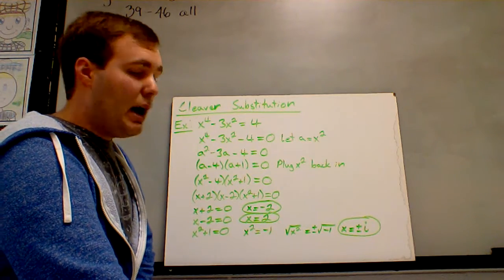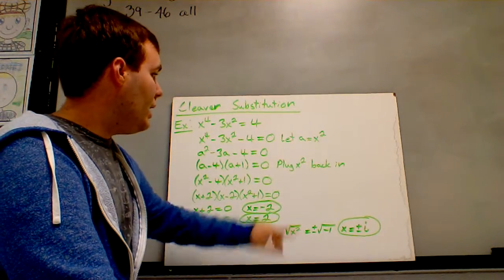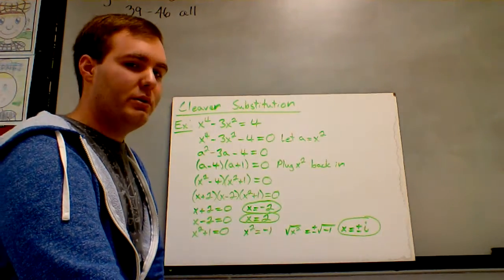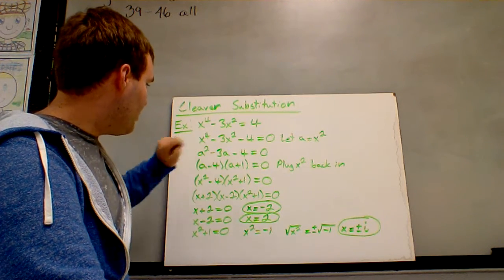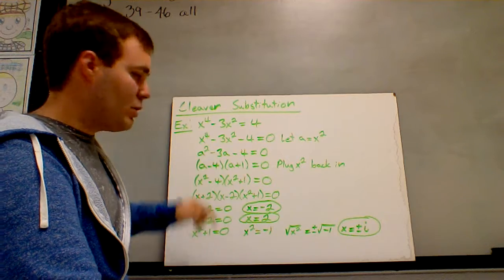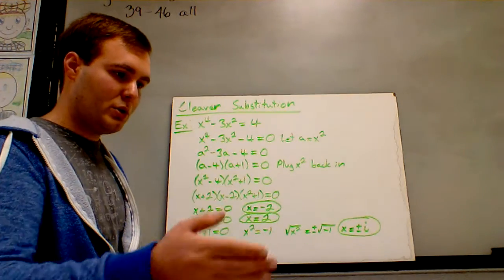I'm just going to decide that I'm going to come up with something called a. And I'm going to let a equal x squared. So what that does is instead of having x to the fourth, now becomes a squared. And of course, if I were to plug into that, that would be x squared squared.